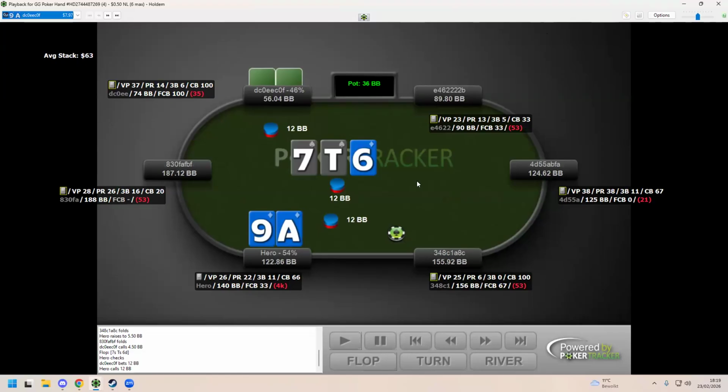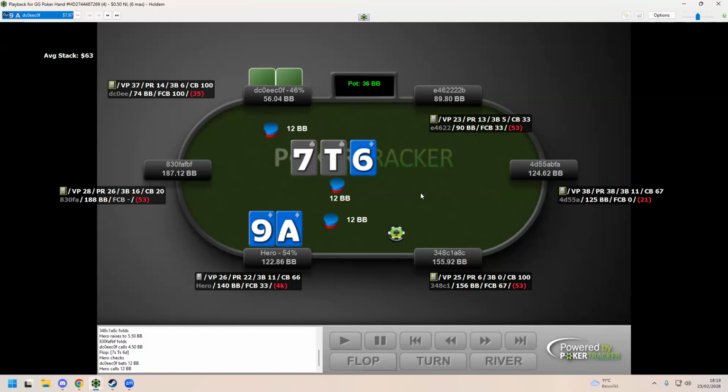The limpers are so annoying. Yeah, annoying, but ideally they're profitable if we learn to play them correctly. But you would have liked to fold.